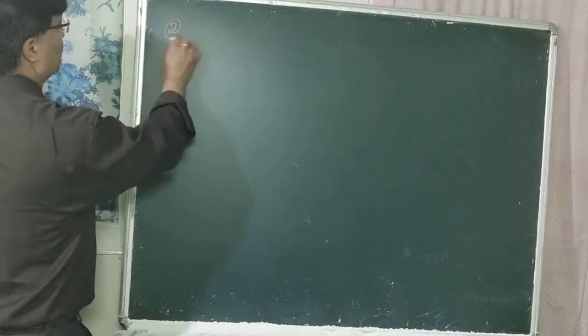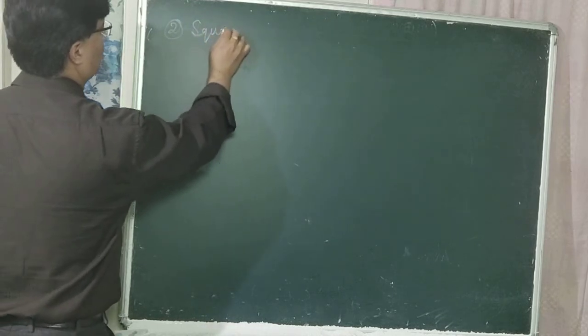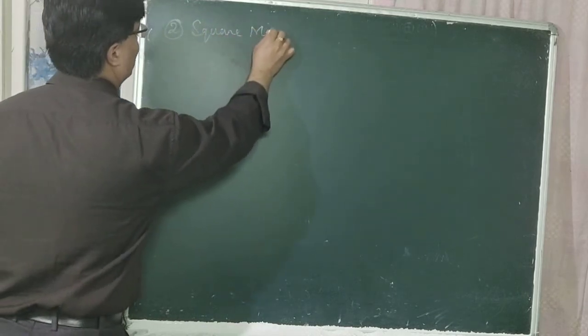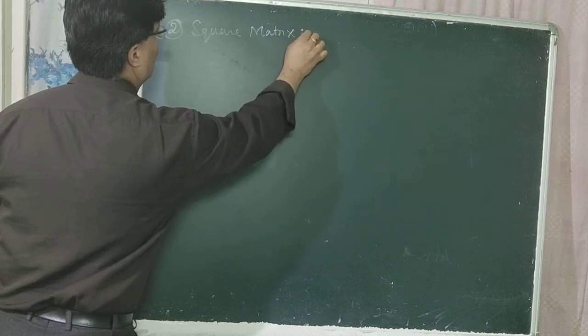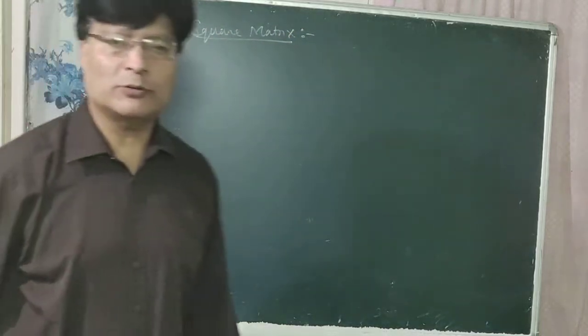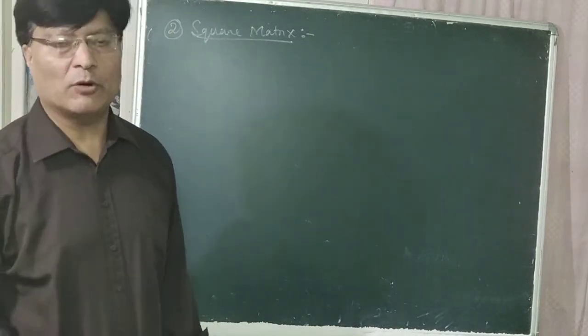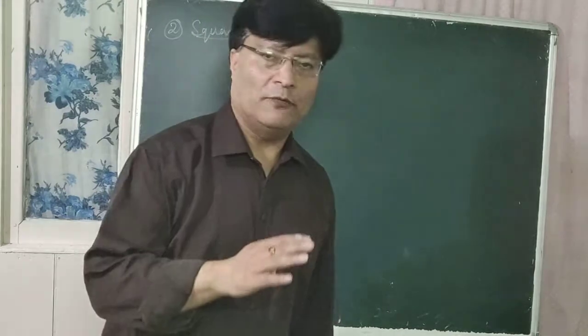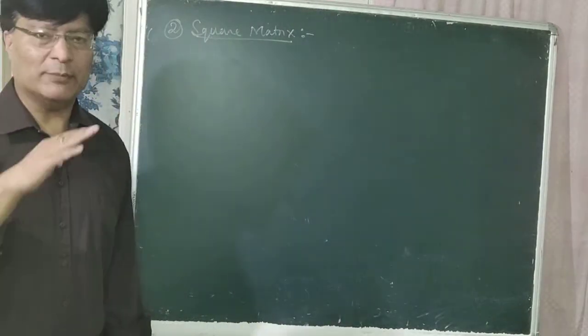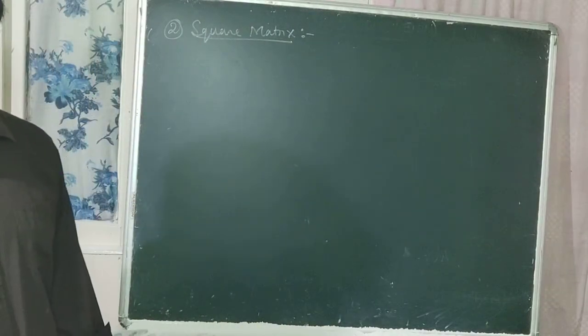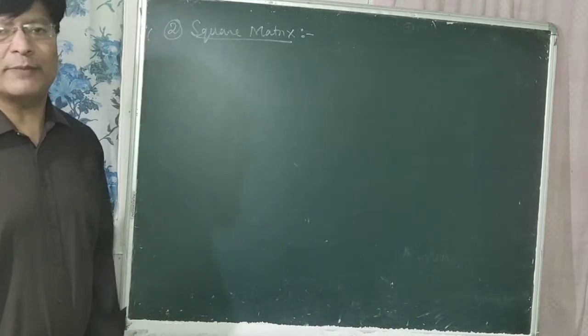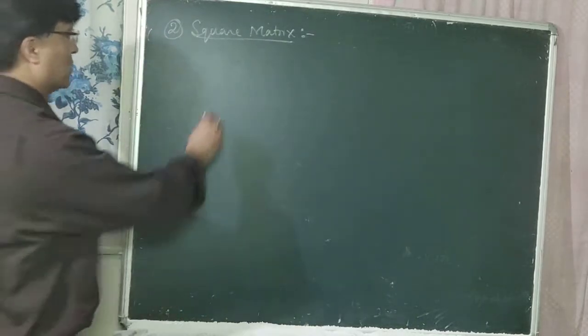So now, the second type of matrix is the square matrix. In geometry, you know what a square is, isn't it? A square is a plane figure bounded by 4 sides whose sides are all equal. That means length is equal to breadth, isn't it? Now in this case, what type of matrix is known as a square matrix?